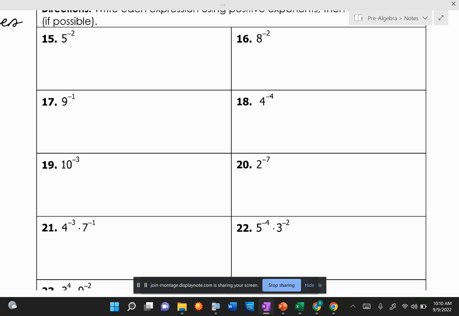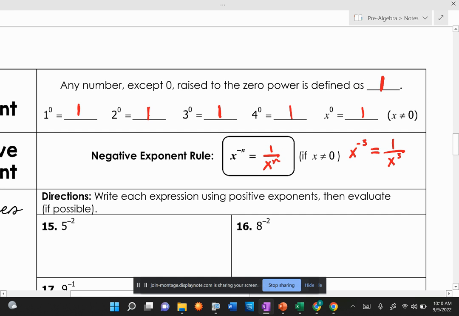So it's 5 to the negative 2, and it's going to be 1 over 5 to the positive 2. And what's 5 to the positive 2? So it should be 1 over 25. Wow, that's so easy.